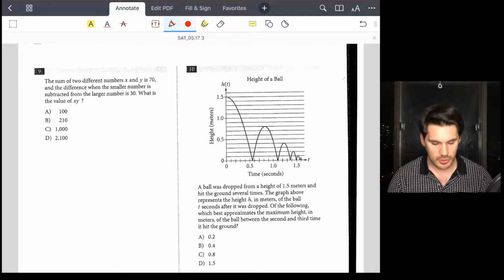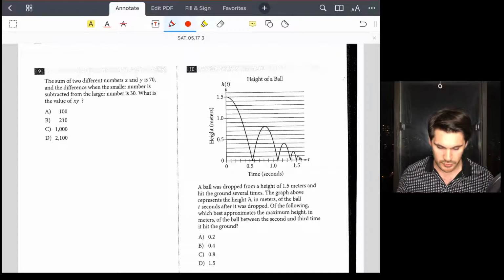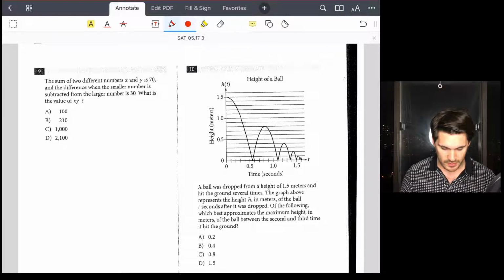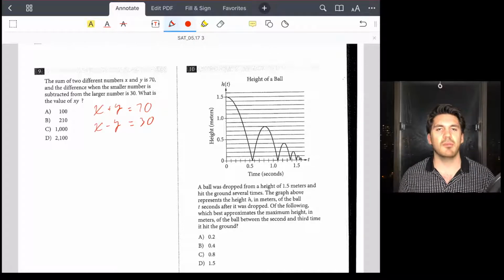Okay, and now we're gonna do number 9. The sum of two different numbers, x and y, is 70. The difference between them is 30. What is the value of x times y? So just set up a couple of equations here. The sum of x and y is 70, which means x plus y equals 70. The difference is 30, so x minus y equals 30. It doesn't really matter which number is the bigger number or the smaller number. This is just adding extra stuff to confuse you.